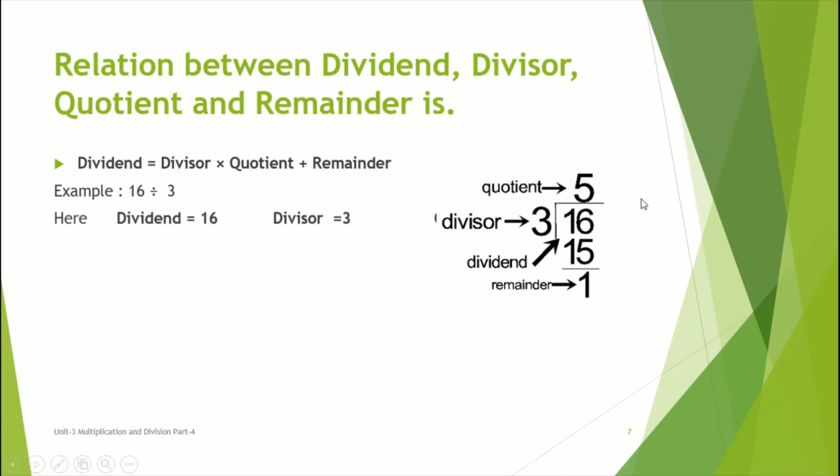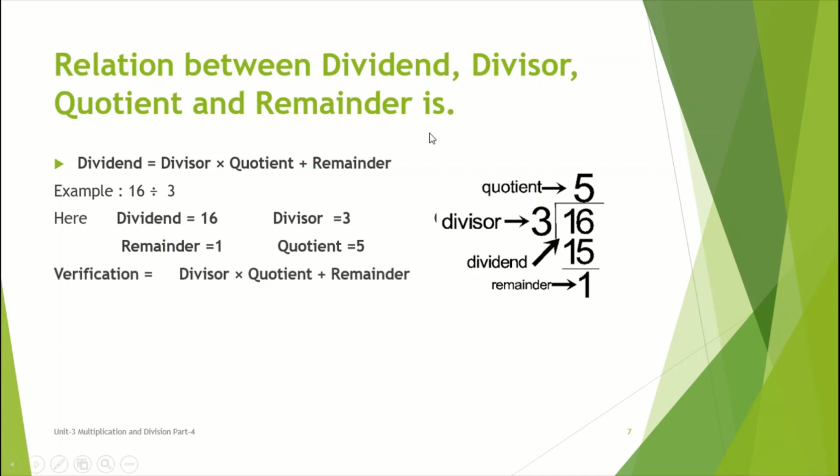We will verify this with the help of this formula. Here dividend is 16, divisor 3, remainder 1, quotient 5. So what is the first step? First of all, we will multiply quotient and divisor, that is 3 multiplied by 5, and then we will add the remainder. So 3 multiplied by 5 is 15 and 15 plus 1 is 16, which is equal to the dividend. So we have done the correct division.